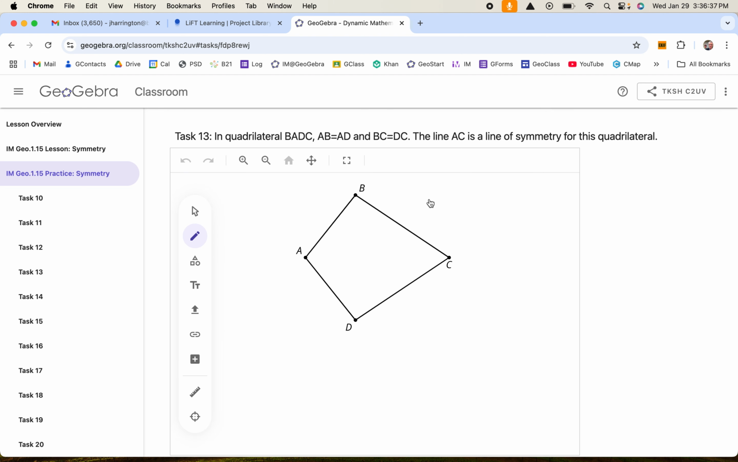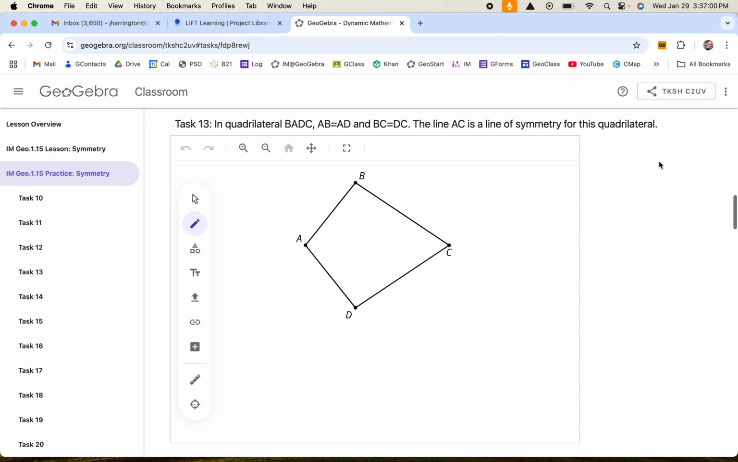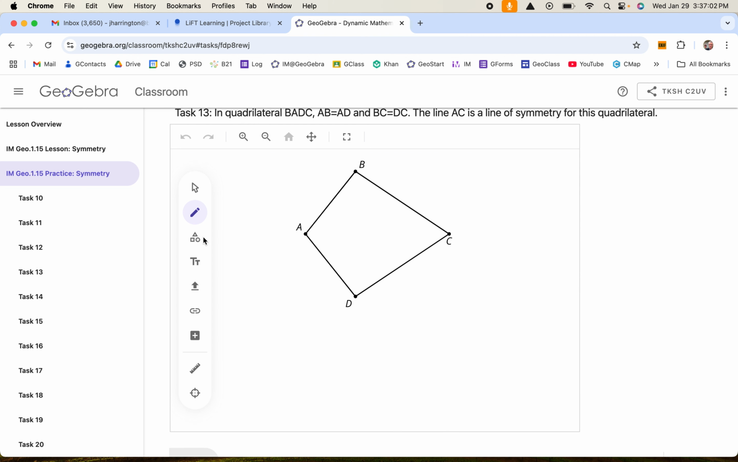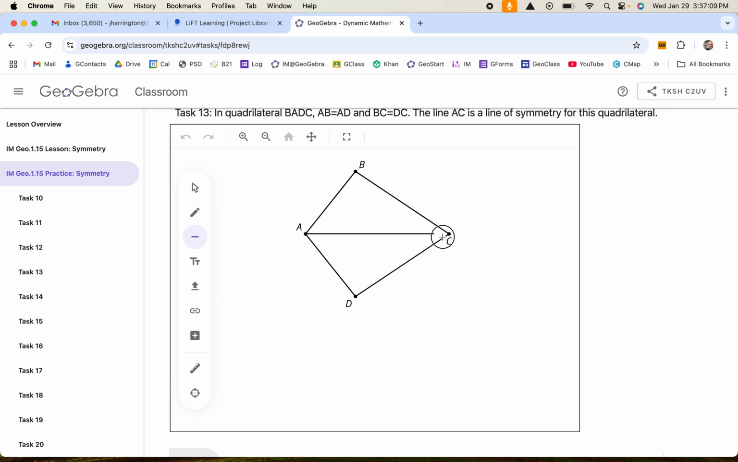In quadrilateral BADC, right? AB equals AD. So AB is equal to AD. Okay, so these two sides are the same length, and BC equals DC. BC and DC are the same length. Okay, great. The line AC is a line of symmetry for this quadrilateral. Okay, so a line of symmetry. That means that this line here is a line of symmetry for this quadrilateral.